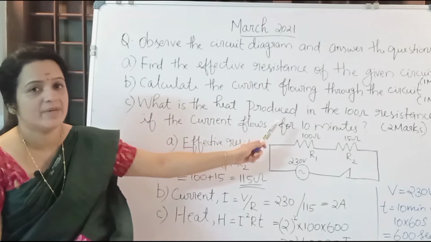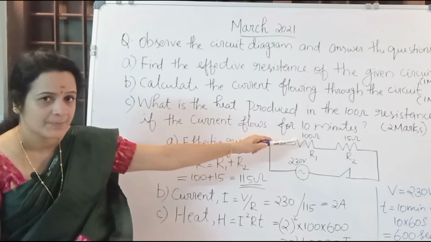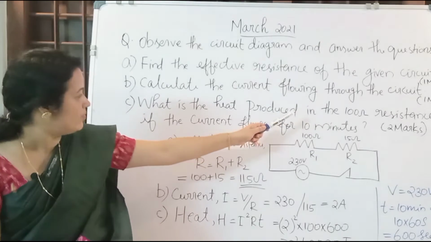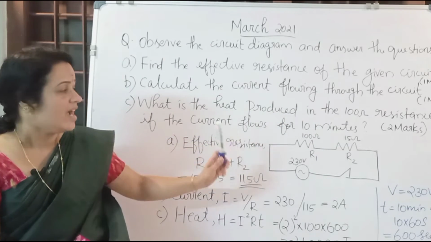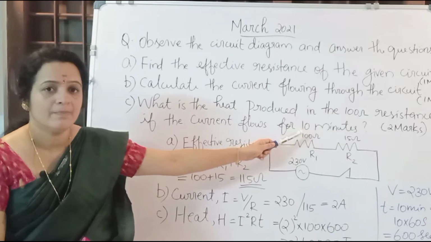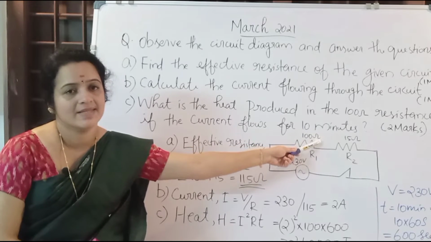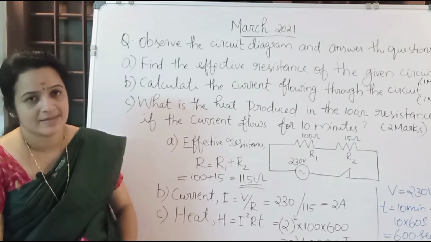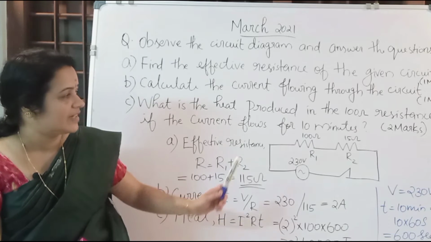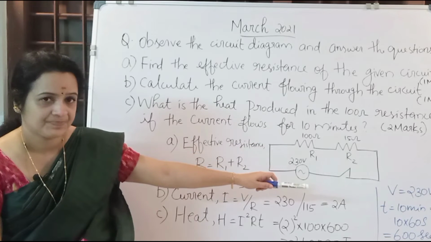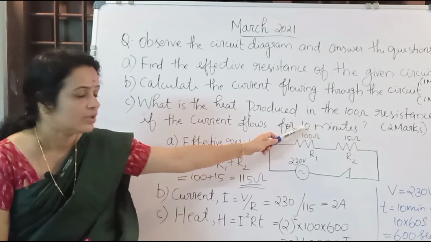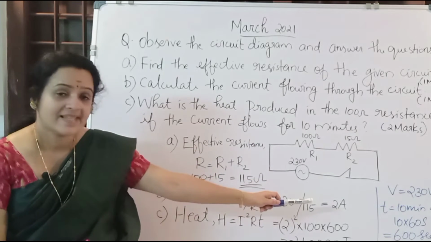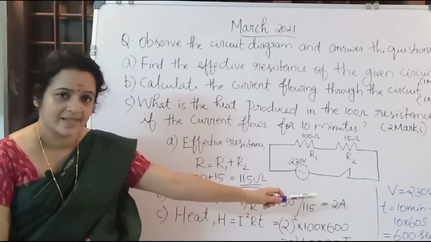And the third question is, what is the heat produced in the 100 ohm resistance if the current flows for 10 minutes? Here what are the quantities given? The resistance is 100 ohm. Across 100 ohm we have to calculate the heat produced. And time is given in minutes, that is 10 minutes. So first of all we can convert the time into seconds. Okay. So how will we convert minutes into seconds? Yes, 10 minutes will be equal to 10 into 60 seconds. Right. So what will we get? That is 600 seconds. Isn't it?